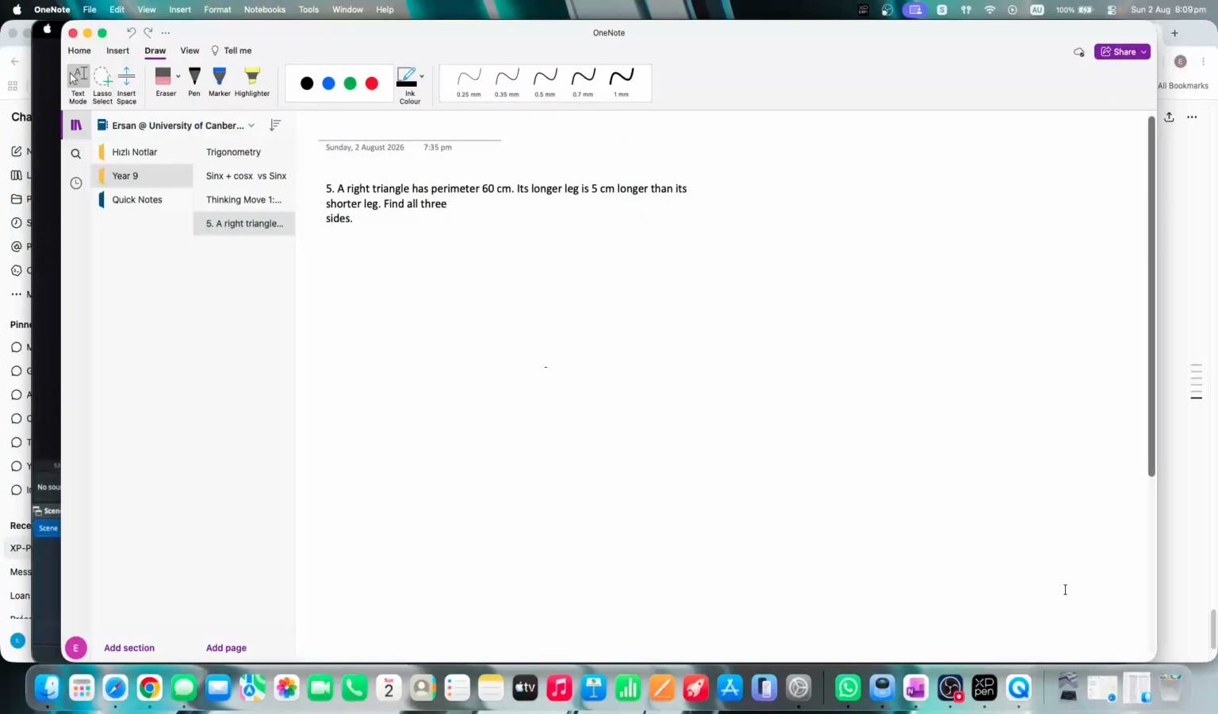Alright, a right angle triangle has a perimeter of 60 centimeters. So, what do I know about this question? A, B, and C again. Their sum is 60. So, 60 is A plus B plus C.